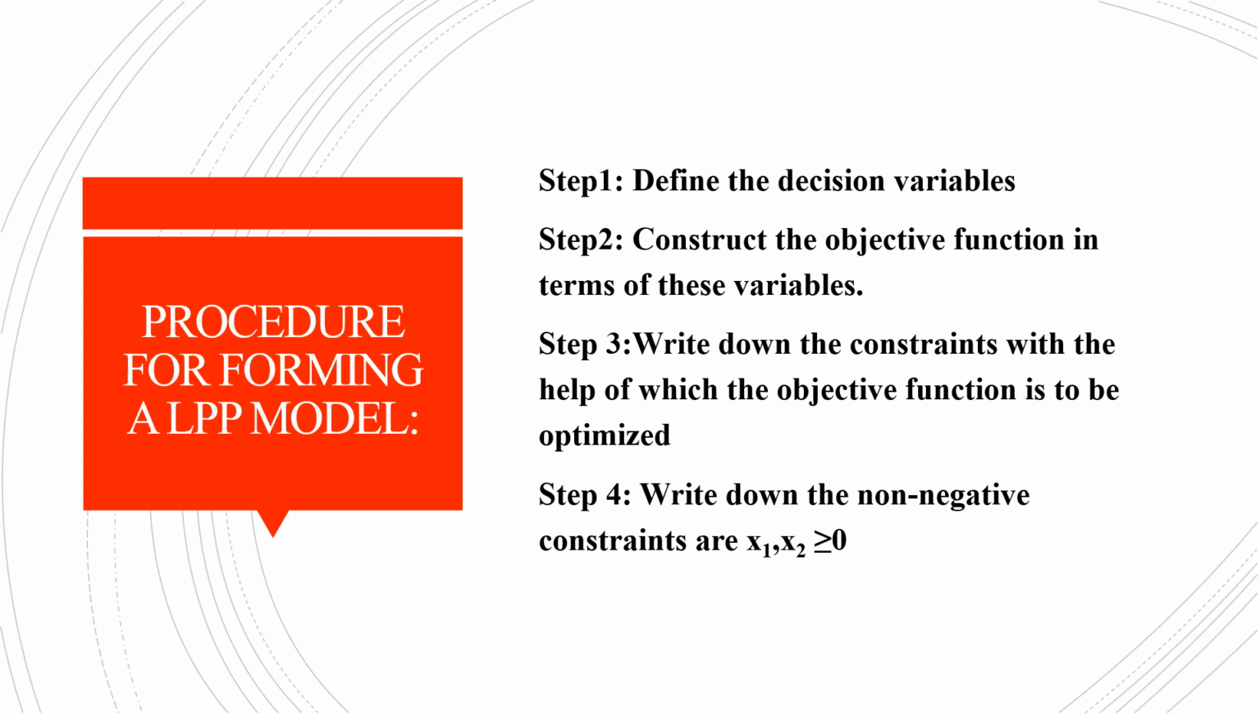Step number 4. Write down the non-negativity constraints, x1, x2 greater than or equal to 0; these are the decision variables. Express the complete formulation of the LPP as a general mathematical model.